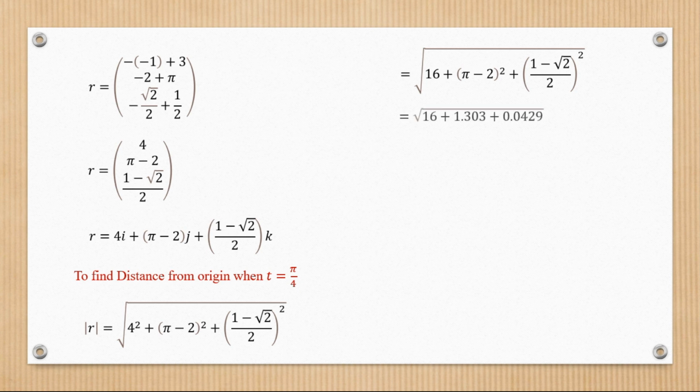So squaring everything, this will remain as this, 4 squared gives me 16. Pi minus 2 squared shall give me 1.303, and then this squared will give me 0.0429. So add those together and find the root, and the answer will be 4.165 meters, and that is the distance from the origin when time t is pi over 4.